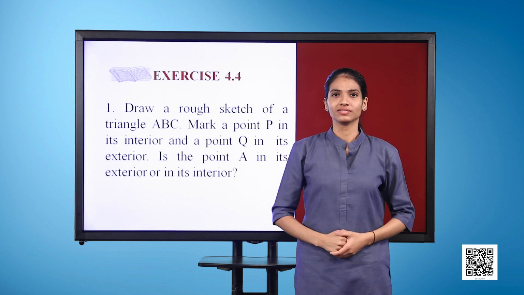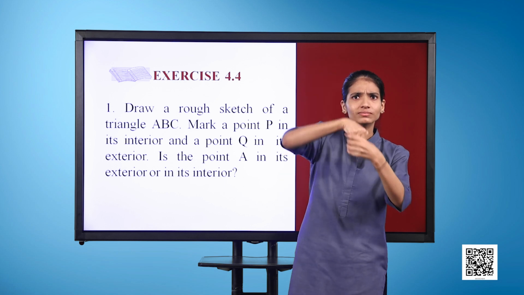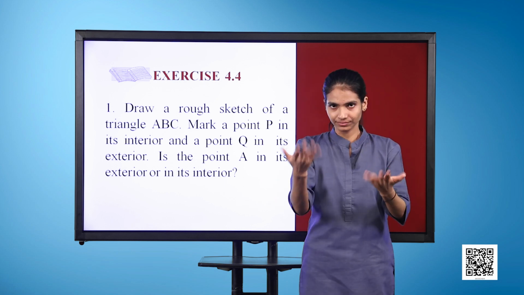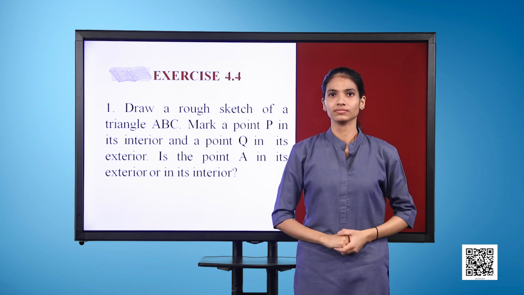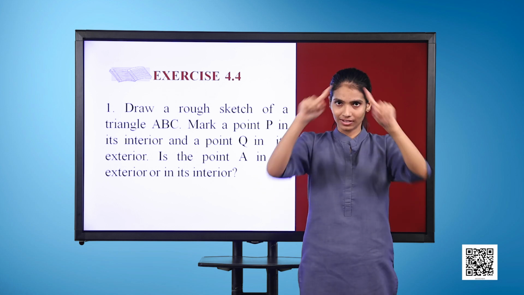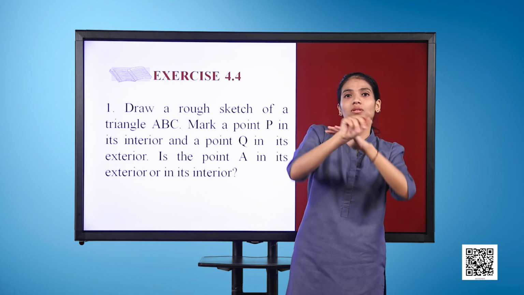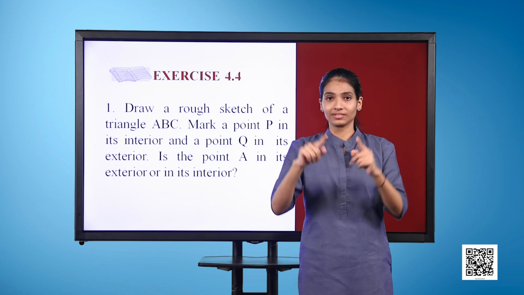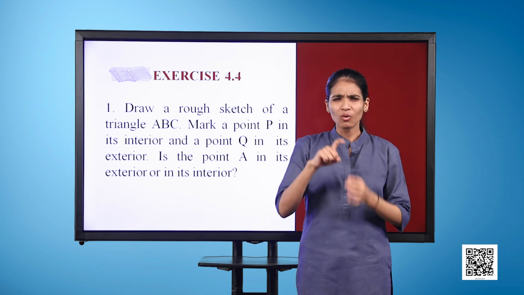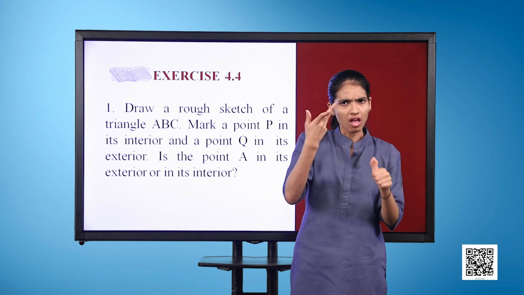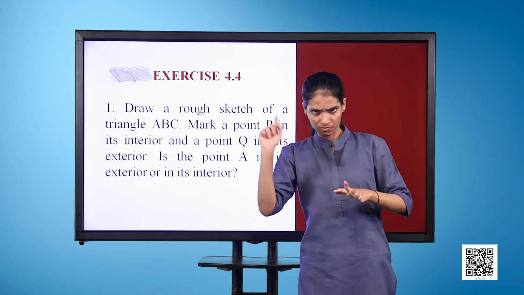Exercise 4.4. 1. Draw a rough sketch of a triangle ABC. Mark a point P in its interior and a point Q in its exterior. Is the point A in its exterior or in its interior?